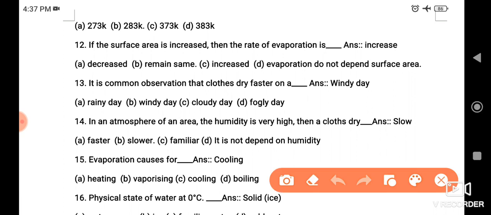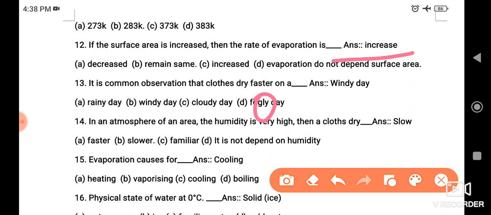Then also remember that with temperature also rate of evaporation increases. So it will be increases. Okay, then it is common observation that clothes dry faster on a dash day: rainy day, windy day, cloudy day, foggy day. By mistake I've written foggy day. So remember that clothes may dry faster on a windy day.